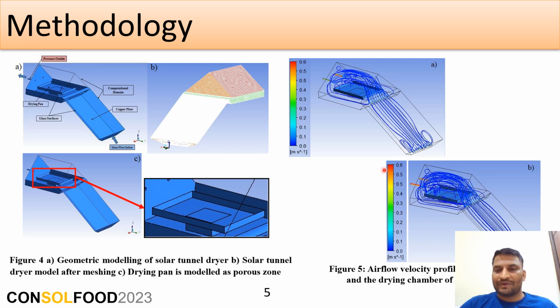The purpose of doing the CFD simulation was to study the distribution of air and temperature inside the solar air heater as well as inside the drying chamber. The CFD simulation results show that the airflow distribution inside the drying chamber was non-uniform, and we got the same results for the curry leaves as well as for the coriander leaves.